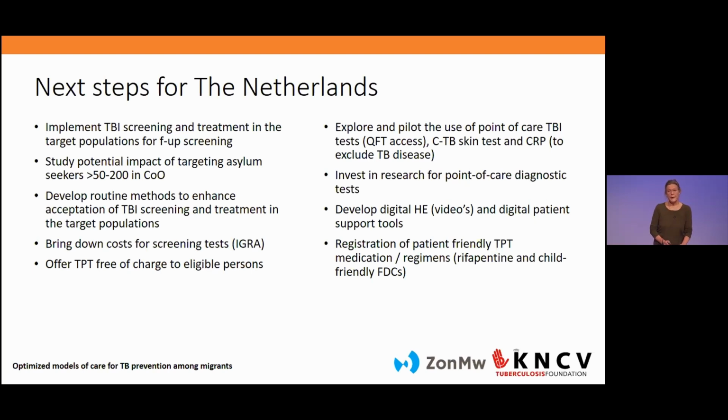Next, we need to develop methods to enhance acceptance of the TB screening and TB preventive treatment in the target populations. They were tested in the project, but they need to be more developed, involving other communities, and to make sure that the first step in the cascade will also be covered well. Then it's important to bring down costs for screening tests, particularly IGRA. There we saw that they.